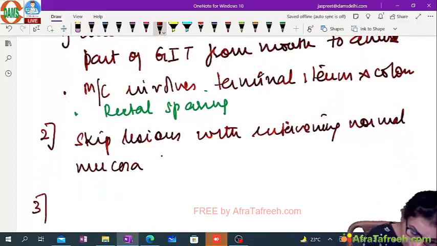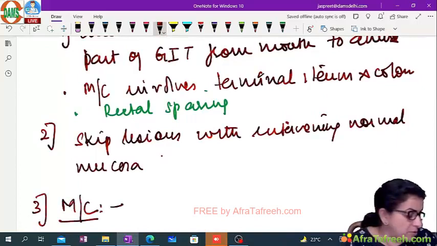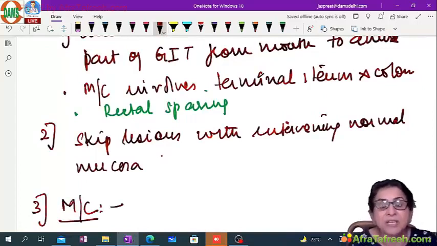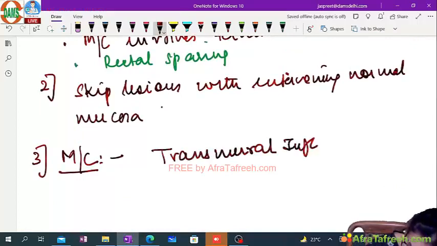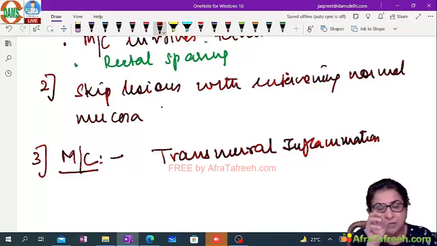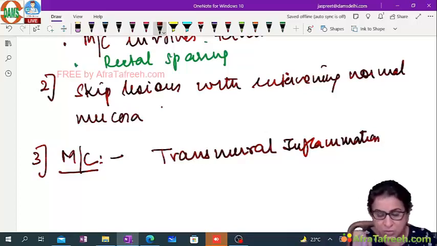Okay, point number 3, microscopy. What do you see in Crohn's disease? We see transmural inflammation. Transmural inflammation means the full thickness of the bowel wall is inflamed. In the segment of intestine that is inflamed, mucosa will show inflammation, submucosa will show inflammation, muscularis propria or the muscle coat will be inflamed, and serosa will also be inflamed. So all 4 layers of the intestine are inflamed.